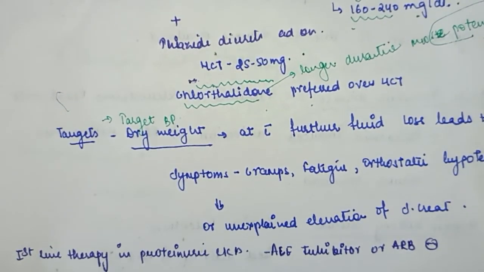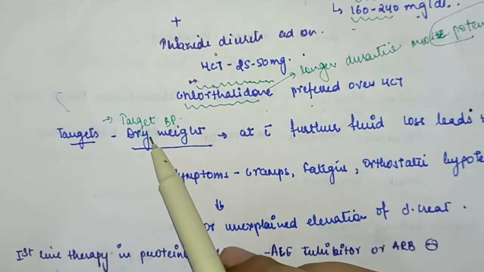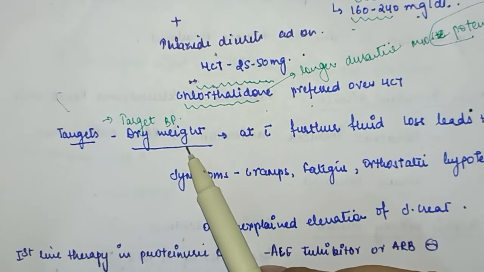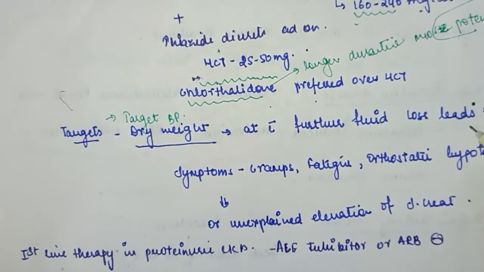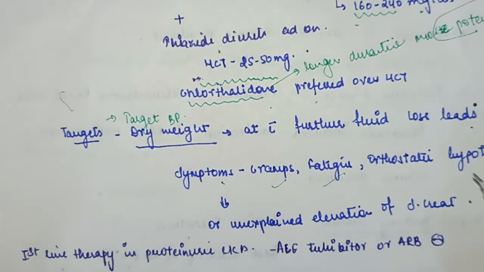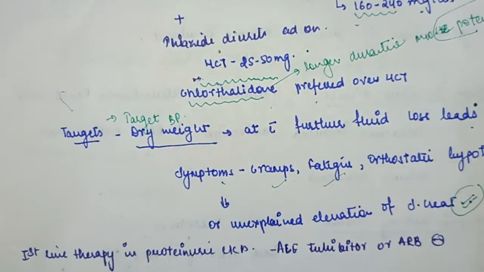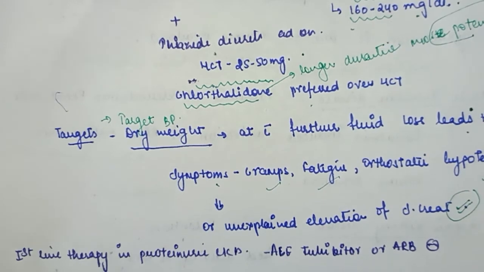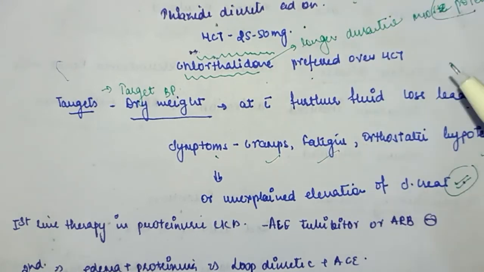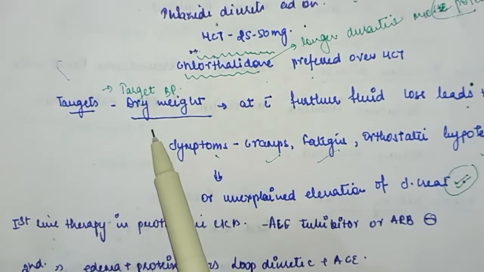So what are the targets of using diuretics in a patient with kidney disease? We either obtain a target blood pressure that is less than 130/80, or we try to achieve the dry weight. Dry weight is the weight at which further fluid loss leads to symptoms, cramps, fatigue, orthostatic hypotension, or when there is unexplained elevation of serum creatinine. Until then, we have to increase the dose of diuretics. We have two targets to achieve: BP or the dry weight.